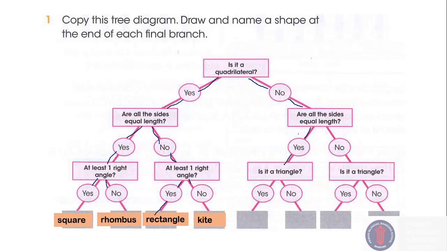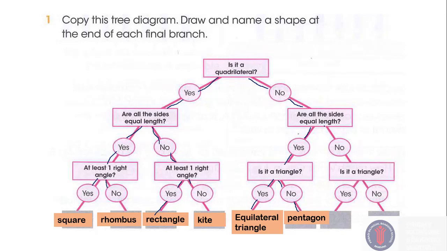Is it a triangle? If it is a triangle, there is a special name for a triangle that has all the sides the same. It's an equilateral triangle. And if it is not a triangle but all the sides are equal, there are so many options. You can fill in pentagon, hexagon, heptagon, octagon, nonagon, or decagon. This one is the regular pentagon. If it is regular, it means all the sides are equal.